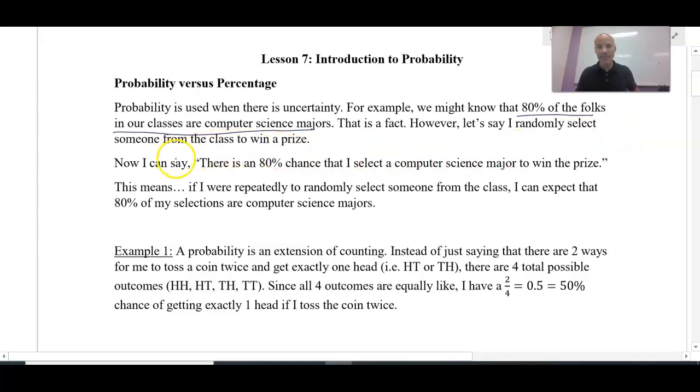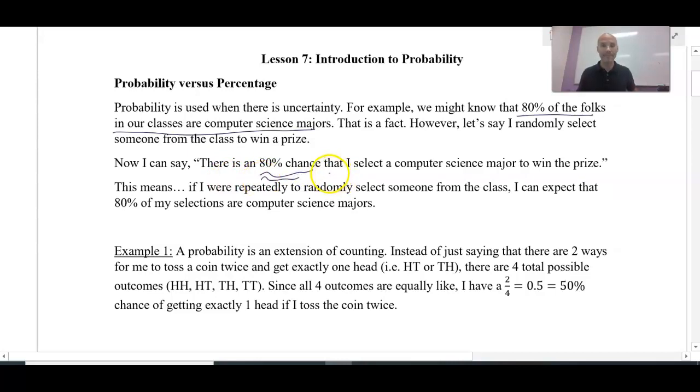But let's say I do something different. I randomly select somebody from the class. I can now say there is an 80% chance that I select a computer science major to win the prize. And of course, we might say, well, either you do or you don't, so that's 50-50. But that's not valid, because we know that since my class is full of computer science majors, it's more likely that I randomly select a computer science major than somebody who is not.